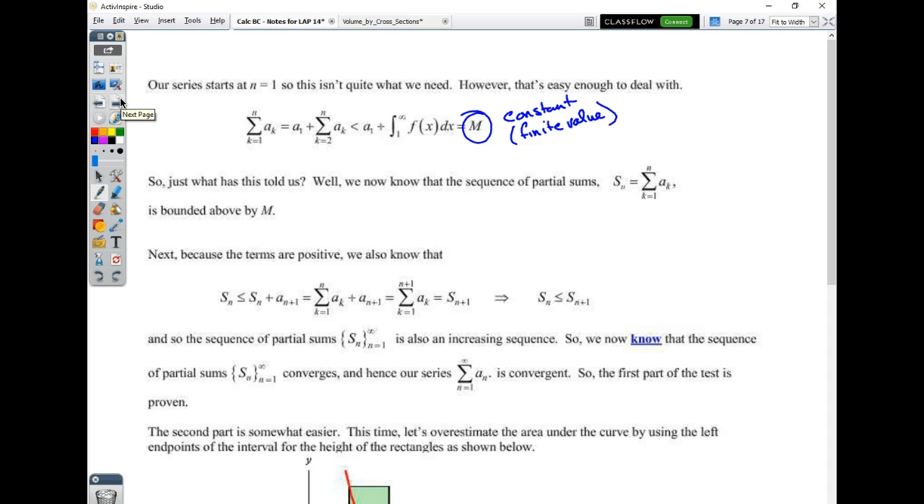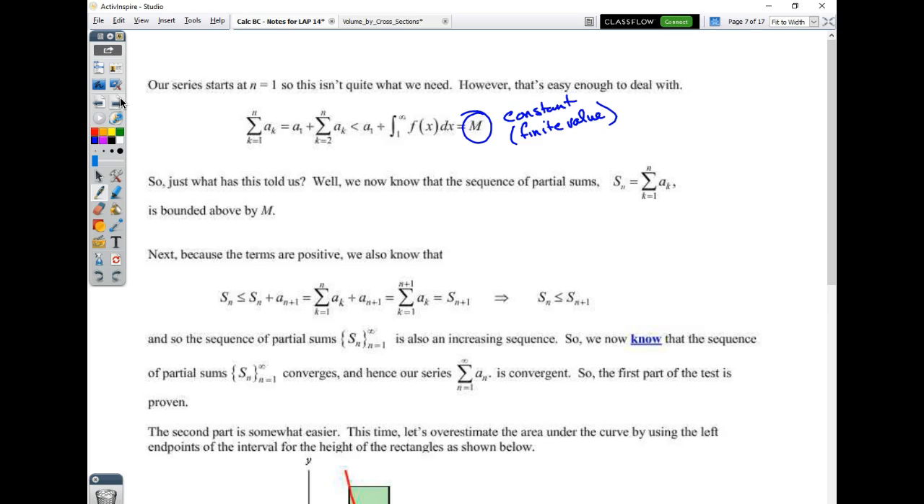So we get over here. Did anybody get creeped out by the weird M that just magically appeared on the paper? Welcome to M for Magic Math. M just magically shows up. All that's saying is that that's a finite value, a constant.